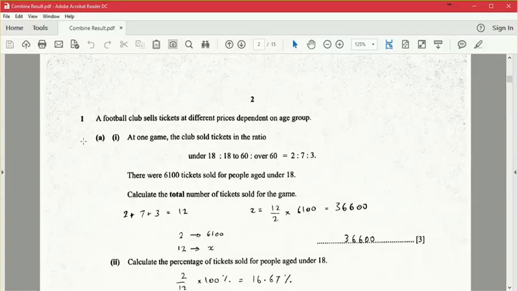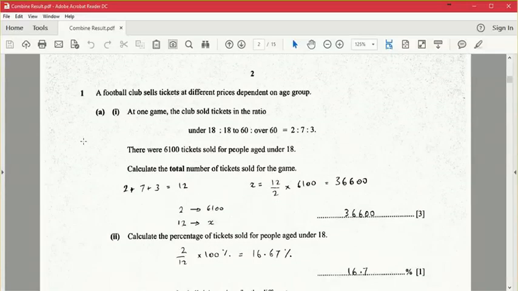The first question says, a football club sells tickets at different prices dependent on age group: under 18, from 18 to 60, and over 60, and here is the ratio 2 to 7 to 3. 6,100 tickets were sold for people aged under 18. So he wants the total number of tickets sold for the game.